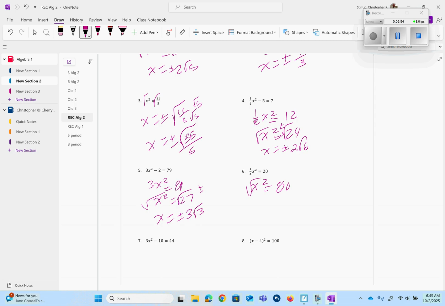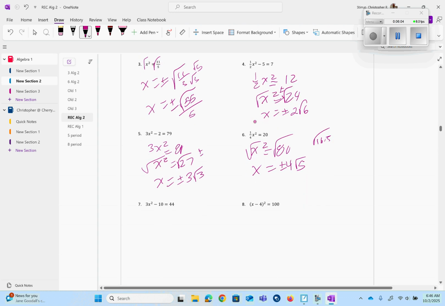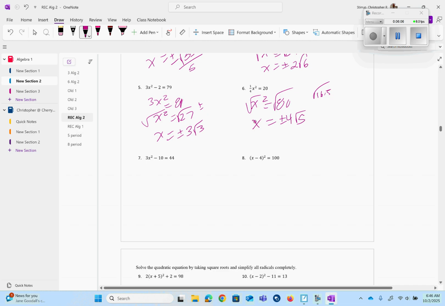Take the square root of both sides. 80 breaks down to 16 times 5, so that's going to give me plus or minus 4 root 5. Number 7, we're going to add 10 to both sides first. Divide each side by 3.